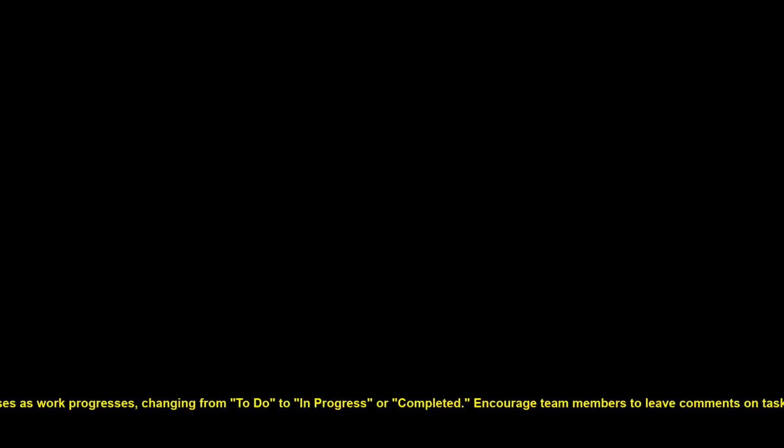Continue adding tasks until all necessary activities are captured. As tasks are created, prioritize them by dragging and dropping them in the correct order. Utilize tags and labels to categorize tasks for easier tracking. Regularly update task statuses as work progresses, changing from to-do to in progress or completed.